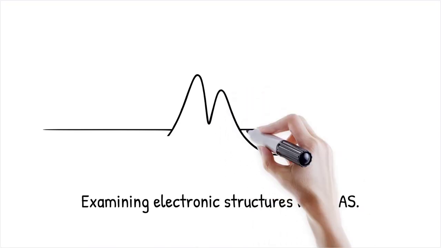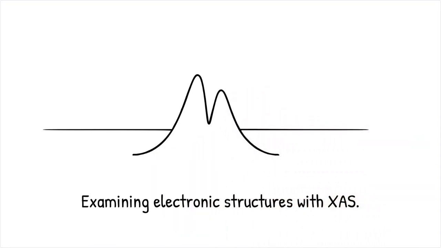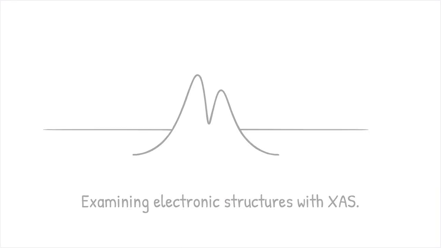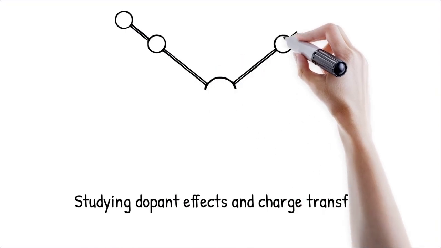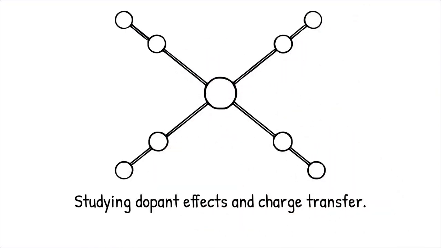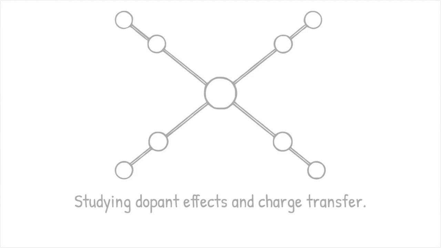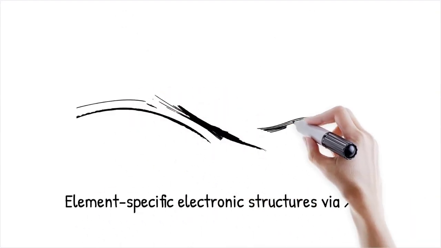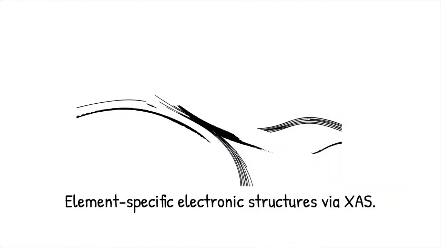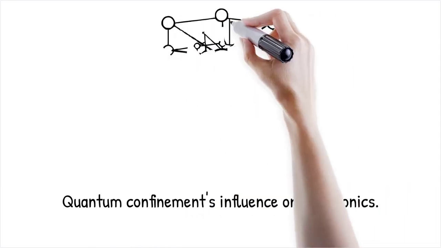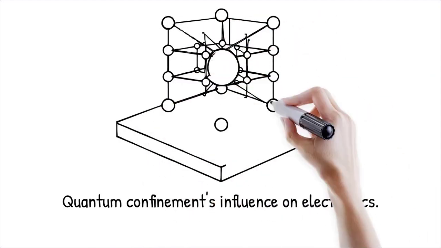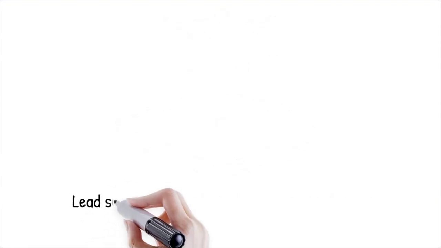X-ray absorption spectroscopy, XAS, examines how X-rays interact with inner shell electrons, revealing information about oxidation states, bonding environments, and electronic hybridization in quantum materials. This technique is crucial for studying dopant effects, charge transfer, and orbital interactions in colloidal quantum dots and topological systems. By measuring absorption edges, researchers can determine element-specific electronic structures and fine-tune material properties. XAS is particularly valuable for understanding how quantum confinement influences electronic configurations.